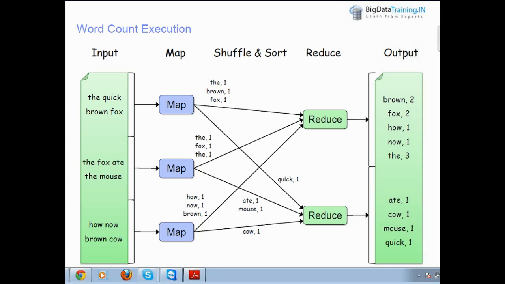So you can say the comma 1, the comma 1, the comma 1, all occurring together, rather than the comma 1, quick comma 1. If you take the word count, the whole input document will have hundreds of these. Your hundreds of the would be occurring at random points of time, and those need to be collected and identified. That is where your shuffle and sort comes into the picture.